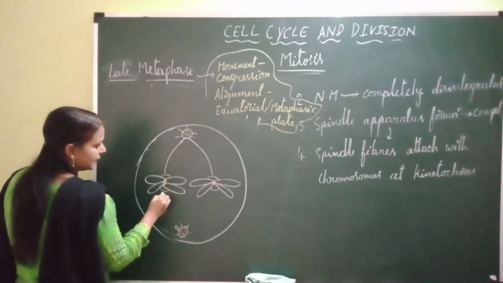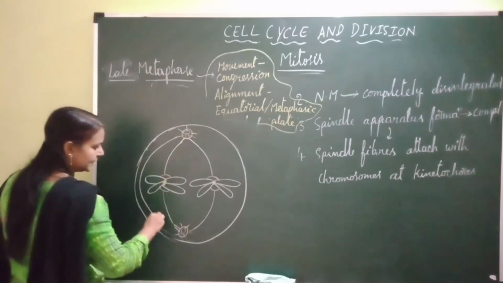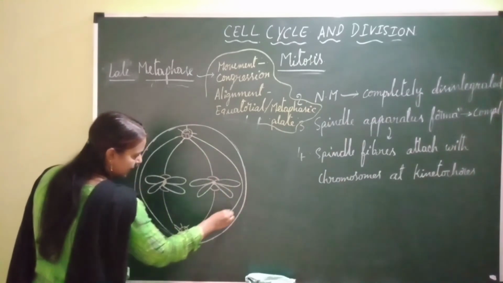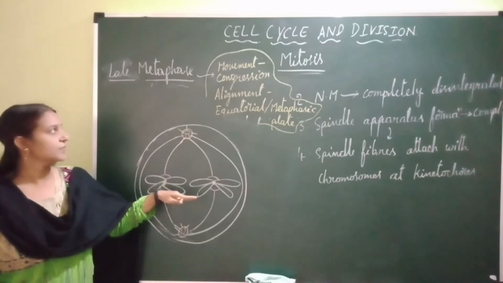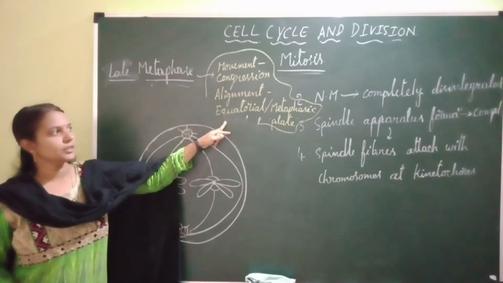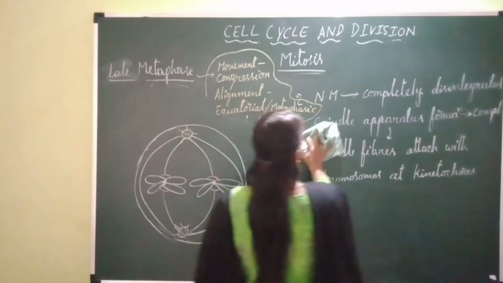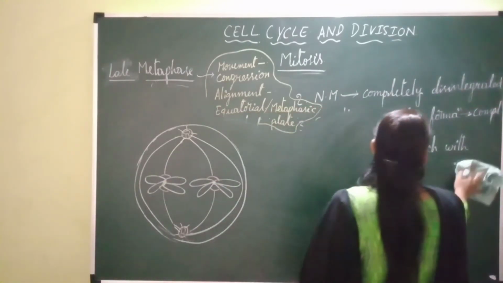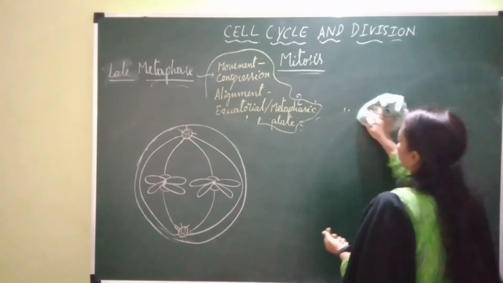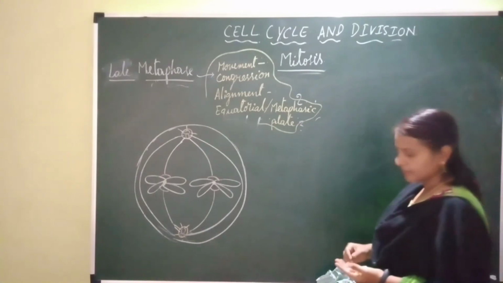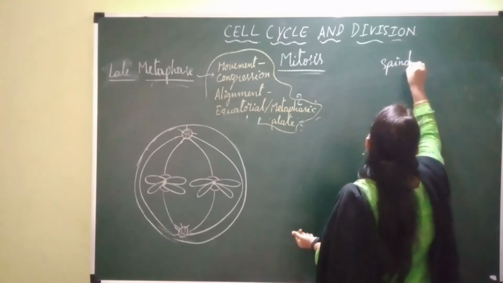There are 2 types of spindle fibers. So this is the alignment of chromosomes at the center of the cell to form the equatorial plate or metaphasic plate. Now let's study the types of spindle fibers present in the spindle apparatus. Per one cell, how many spindle apparatus are formed? During mitosis, only one spindle apparatus is formed.